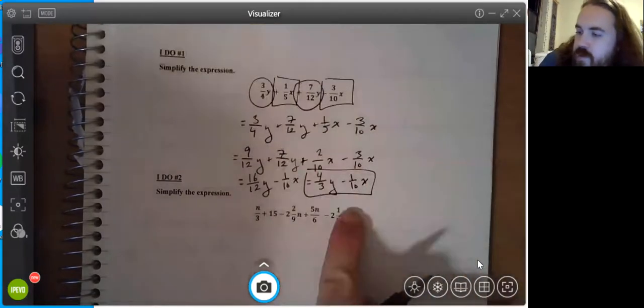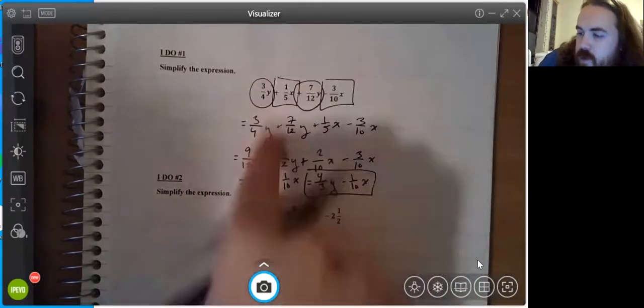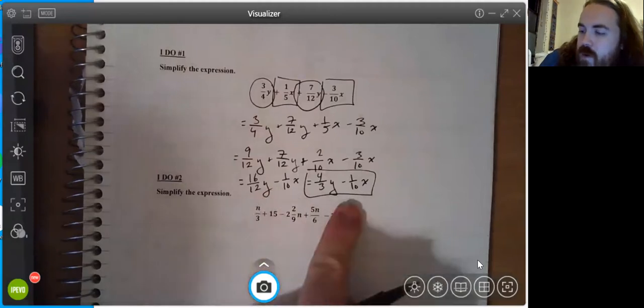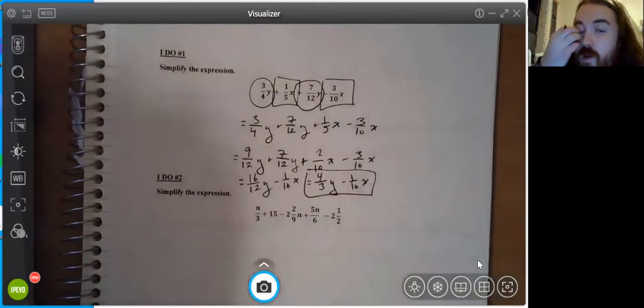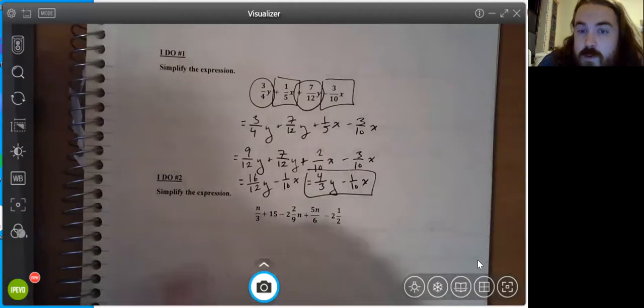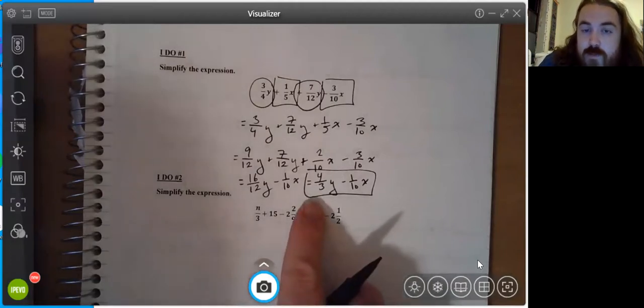Always box it to show my answer. Notice especially too, because normally I go straight down. But here I had to go slightly across in order to fit on my page. So I boxed it to make sure I knew exactly what my final answer was. Final answer was 4/3 y minus 1/10 x.